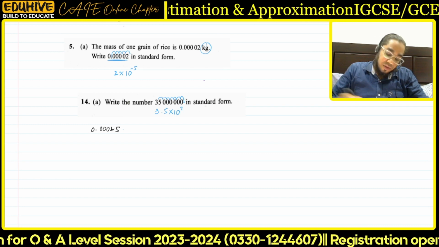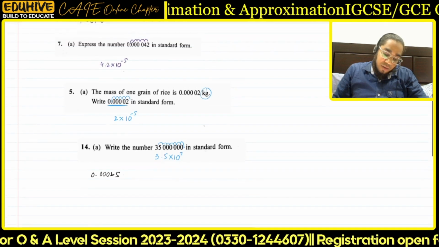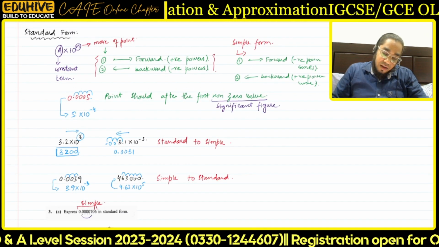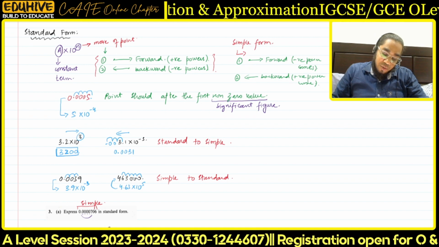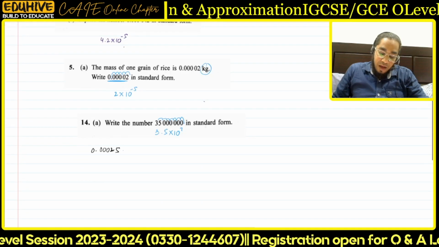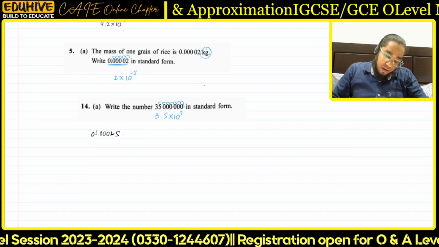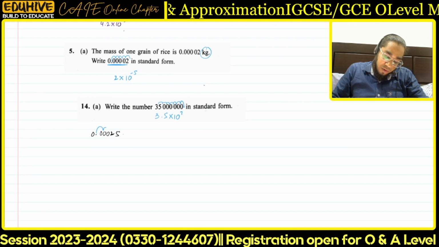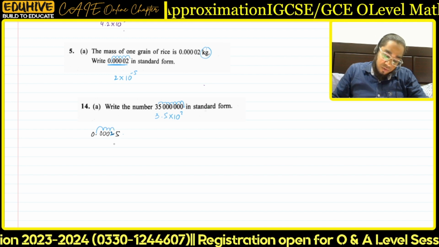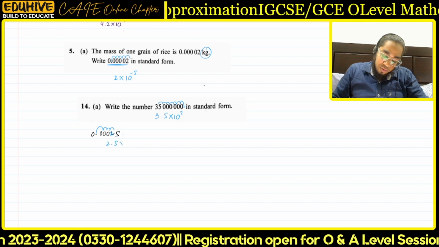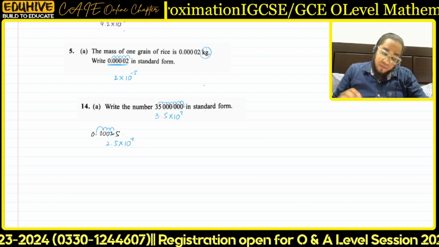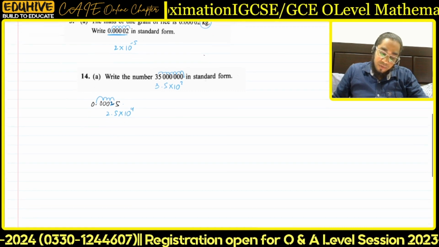After 2. Maham, I just want to recall a point. The point should be after the first non-zero value. So I'm going to jump the point over here, and 2 will be the first non-zero value. So that's going to be 2.5 into 10 raised to the power positive 4. That will be the standard form of this number.